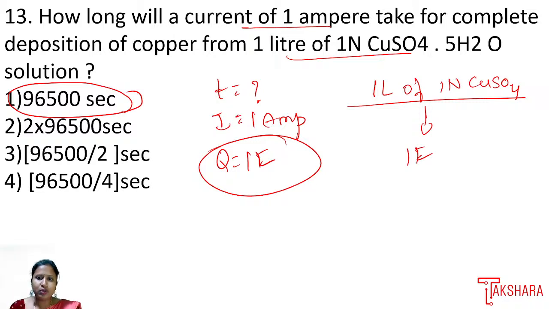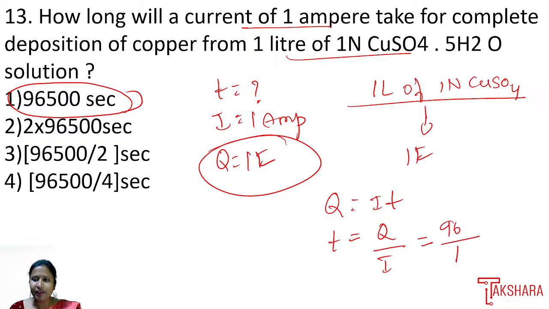So Q is equal to IT, the formula. So T is equal to Q divided by I, where I is 1 ampere, divided into 96,500. So it will become 96,500 seconds. So the time is 96,500 seconds. So option 1 is the right answer.